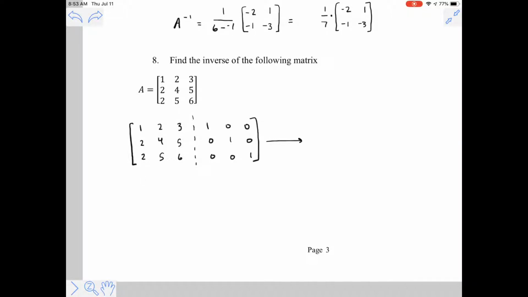So I'm going to multiply row 1 by negative 2 and add it to row 2. I'm also going to do the same thing and add it to row 3.